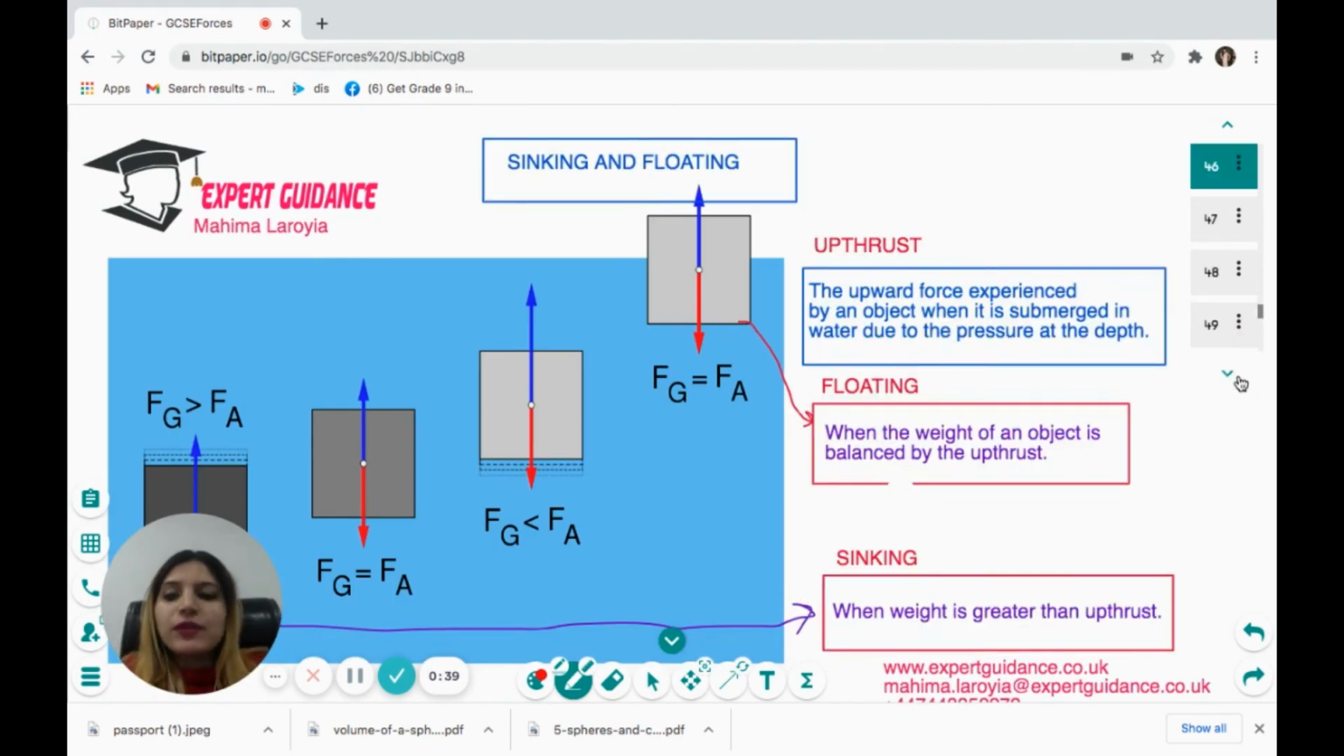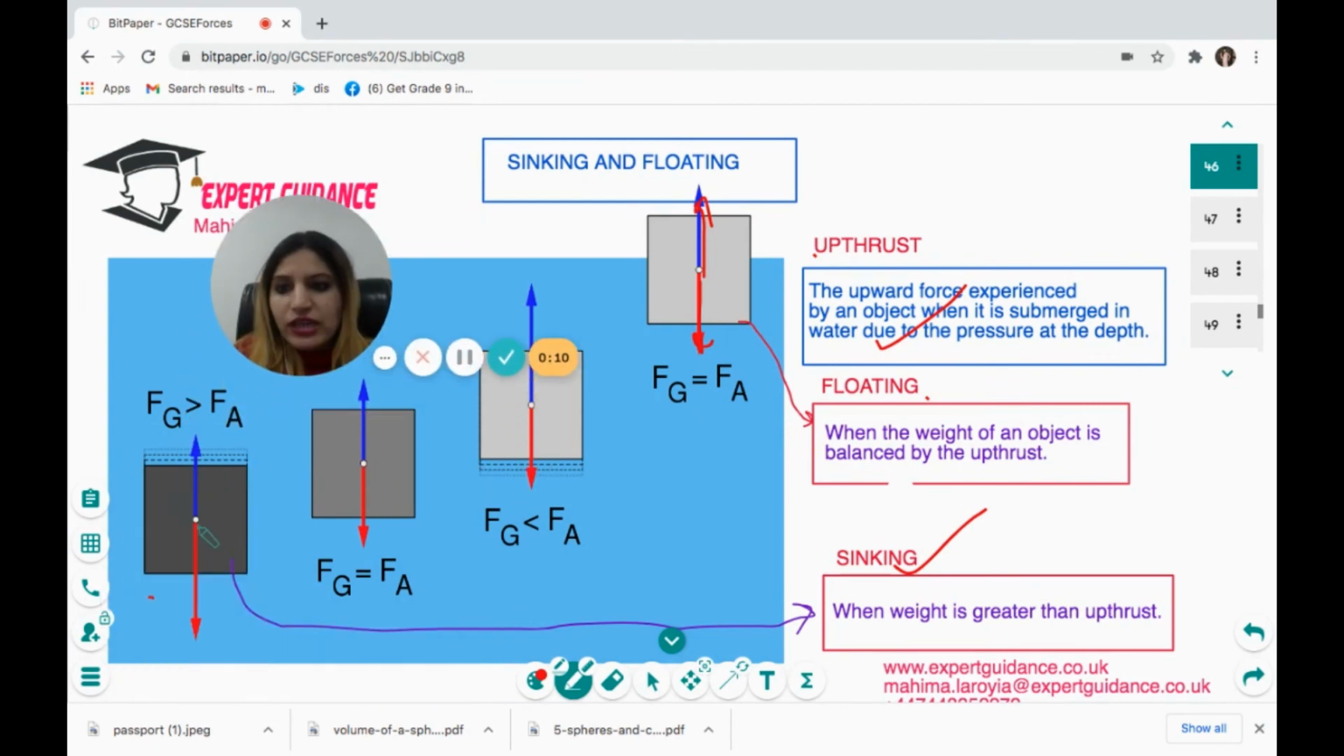Now, what is the relationship? What are the forces that act when a body sinks and floats? When something is sinking, there is a weight acting downwards and the upthrust acting upwards. Upthrust is the upward force experienced by an object when it is submerged in water due to the pressure at depth. Floating is when the weight of an object is balanced by the upthrust, and sinking is when the weight is greater than the upthrust. So in this case here, the weight is more than the upthrust, the body is sinking. Here it is floating because upthrust and weight are balanced, and here the upthrust is more, so the upward force is more.